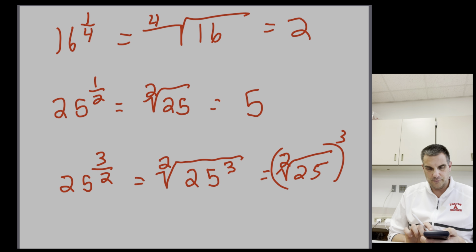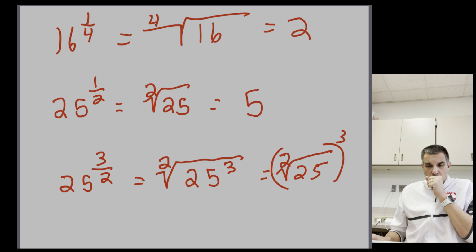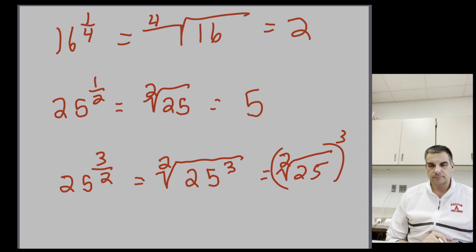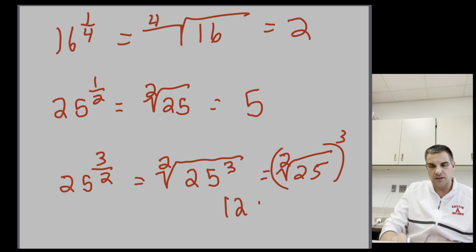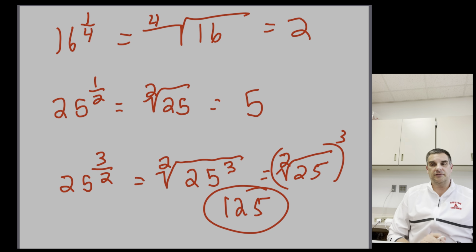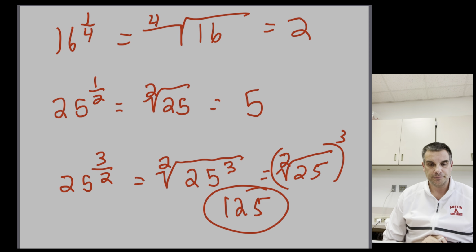Oops. Square root of 25 is 5. 5 times 5 times 5 is 125. So both of these give me 125. Sorry, all of a sudden coughing.